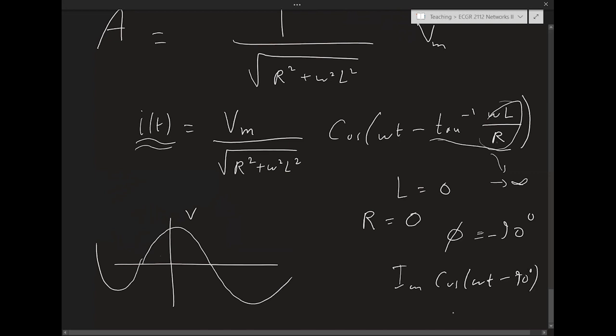What does that mean? That means at angle minus 90, at t equals 0, the cosine starts at minus 90. So the current looks something like this. Notice the voltage is happening first, and then the current is coming after. So that's why we say the current is lagging the voltage. It's coming after the voltage, and we can see it from the minus sign. If it was positive, we would say that the current was leading the voltage.